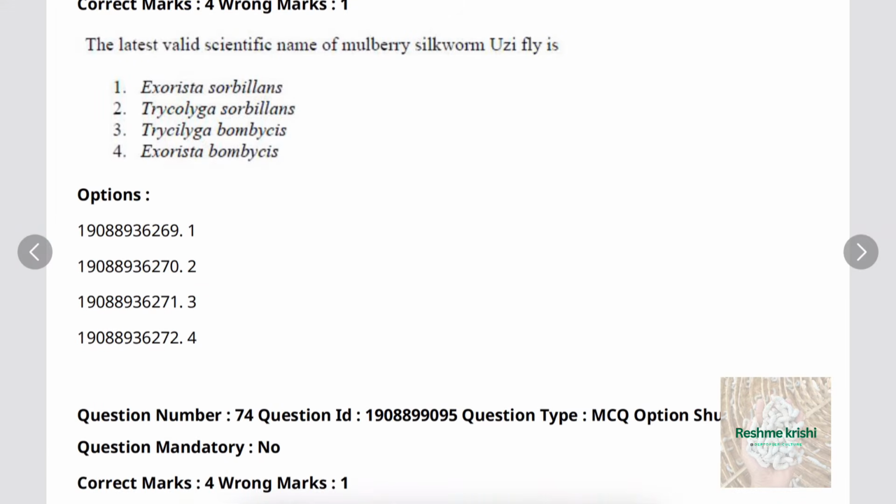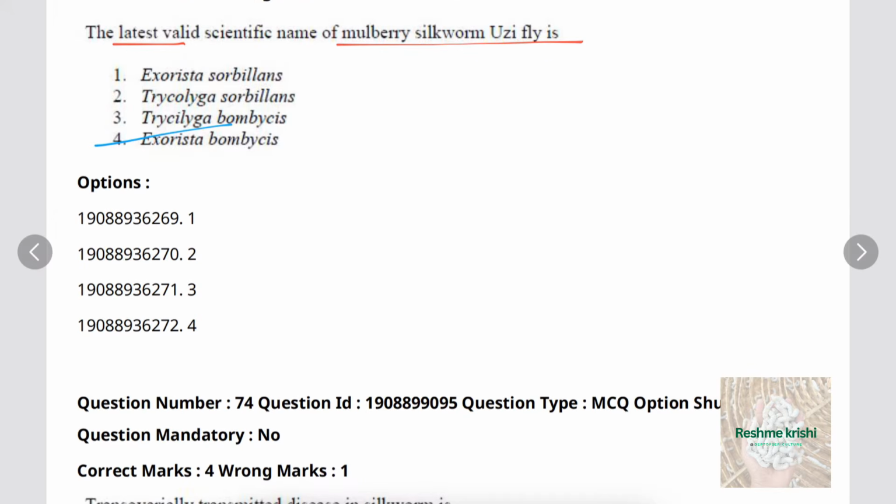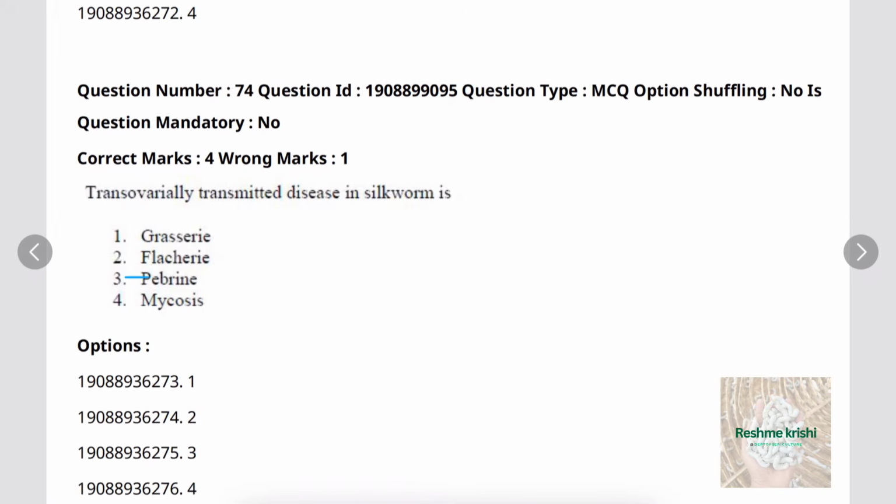The latest validated scientific name of the mulberry silkworm uzi fly. See the latest, the mulberry silkworm uzi fly. Exorista bombycis is the latest name which has been given for the uzi fly of mulberry. Okay. Transovarially transmitted disease in silkworm. We all know it is pebrine. Pebrine is a transovarially transmitted disease.